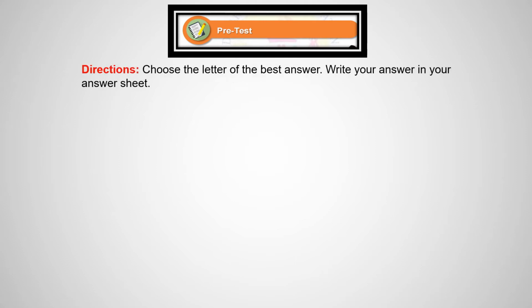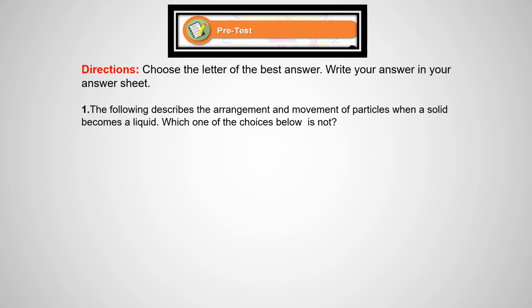Before we proceed to the next activity, try to answer the next 5 questions that will be flashed on screen. Directions: choose the letter of the best answer. Write your answer in your answer sheet. Number 1. The following describes the arrangement and movement of particles when a solid becomes a liquid. Which one of the choices below is not?